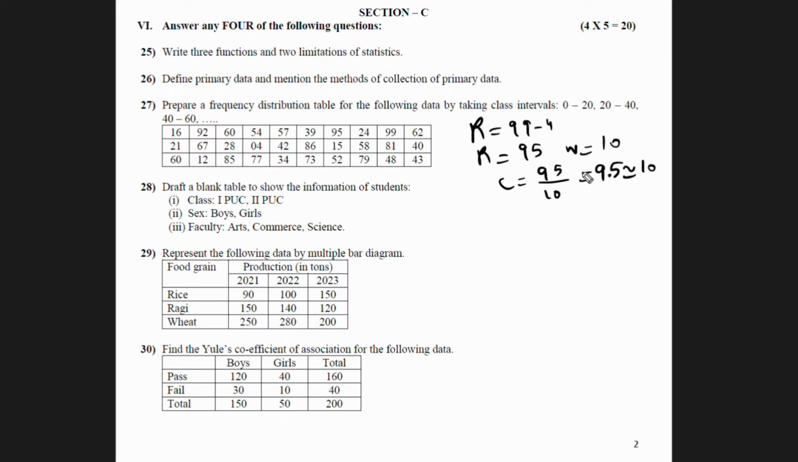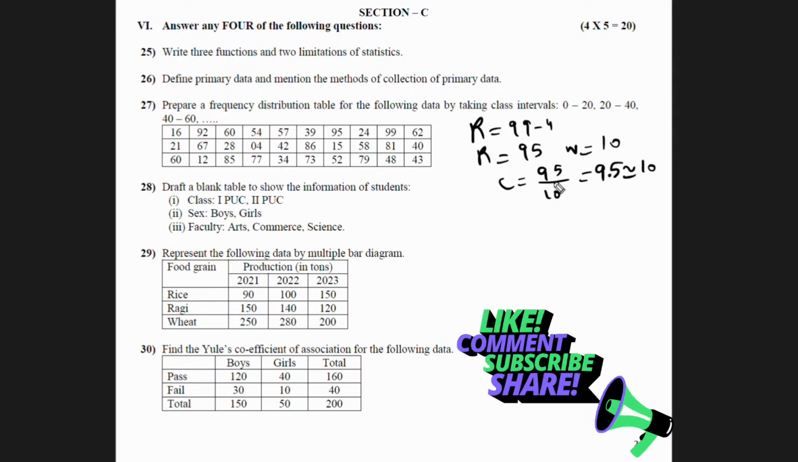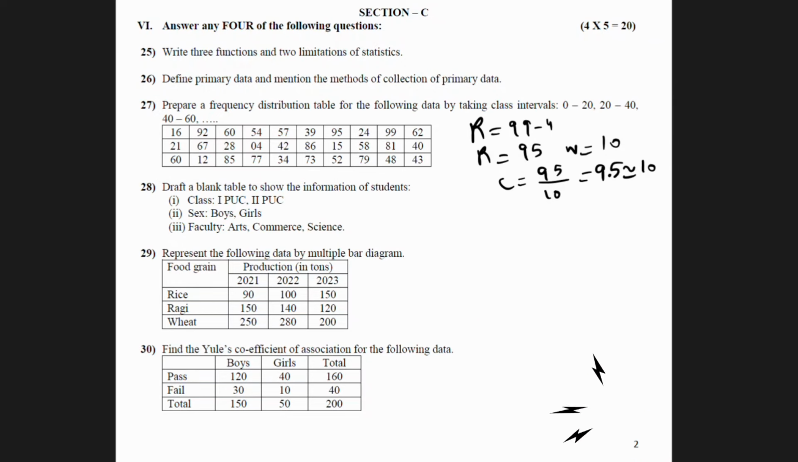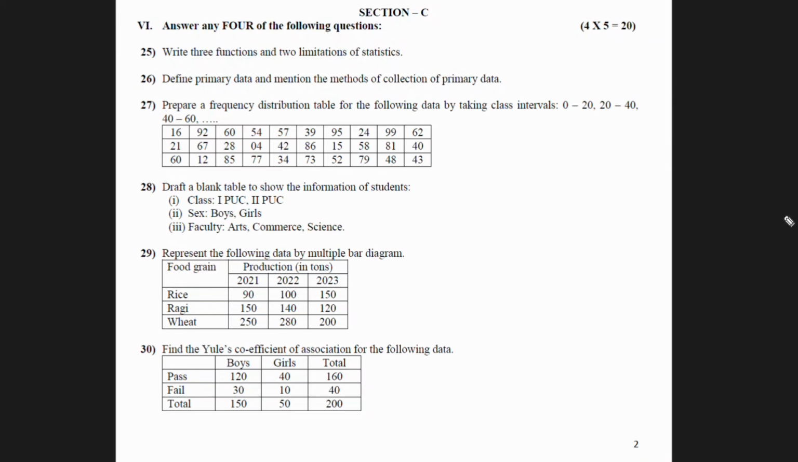That is, if you take the width 0 to 10, 10 to 20, 20 to 30, 30 to 40, and so on, you will get approximately 10 classes. Suppose you divide by 20, then it will be somewhere around 4.8 or 4.9, which is approximately equal to 5. So you will get 5 intervals if you take the width as 20. Now this is only when you are not given anything, but since you are given the values here, you can easily write the table.